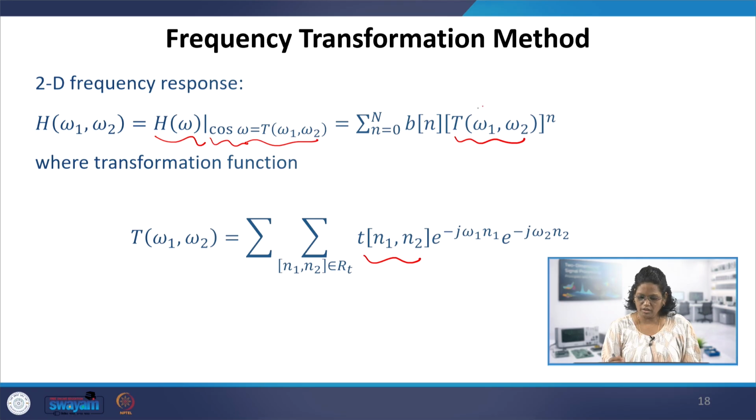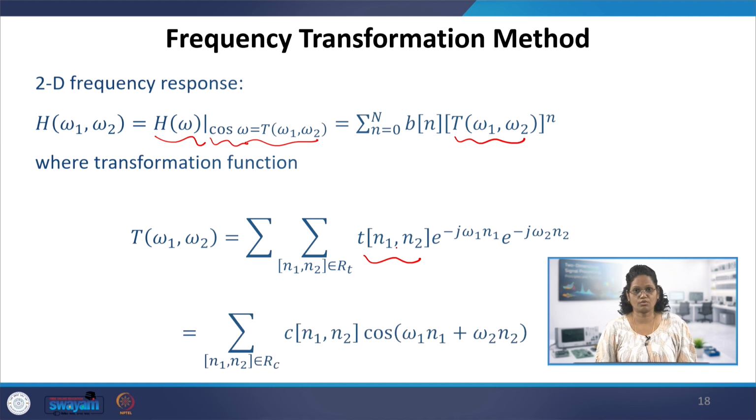This can be done only if we know this transform, or the transformation function. So from this, if we have some coefficients, we can adjust these coefficients by substituting this cos and sine, and those coefficients are called c of n1 comma n2. We have seen in the previous lecture examples that this can be written in terms of cosine terms as well, c of n1 comma n2.